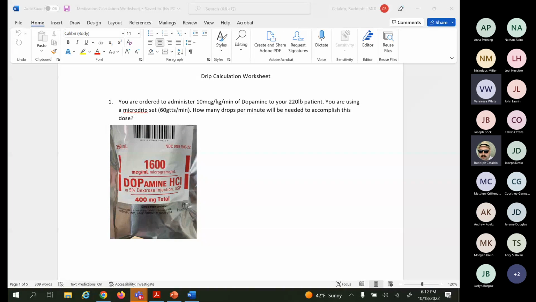I'm sorry, you divide it by the concentration. So 1,600. If the concentration was 800, I'd divide it by 800. If it was 1,400, I'd divide by 1,400. I'm doing the 10 because that's what's ordered, 10 micrograms per kilogram per minute. I know there's 100 kilograms, so 10 times 100 is 1,000. I multiply by 60 because it says I have a 60 drop set. And then I divide by the concentration, and that gives me drops per minute.